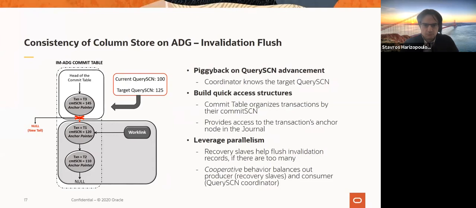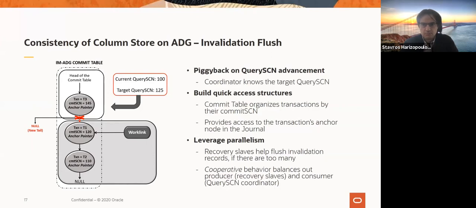So we built some quick access structures like this commit table. The commit table organizes transactions by their commit SCN, and it also provides a direct link to the anchor pointer in the journal, which maintains invalidation records for the particular transaction. So whenever the query SCN is advancing, the coordinator simply has to walk through this list and chop it off at a certain point, and beyond that point, all transactions have invalidation records that need to be flushed to the SMU.